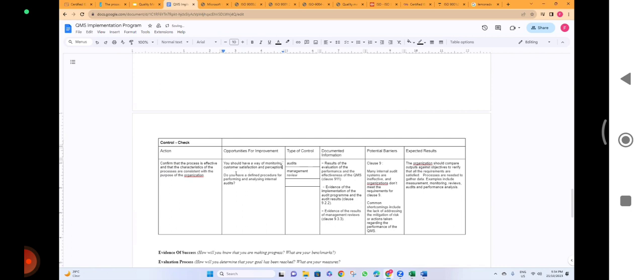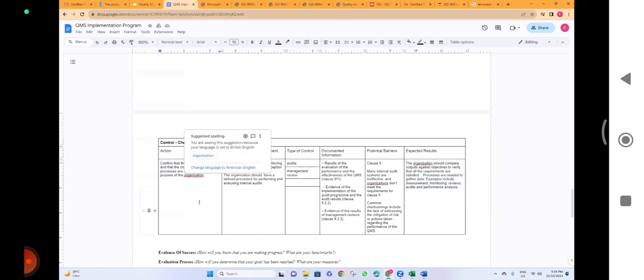Okay, and then here you can just come over here and say, the organization should have a defined procedure for performing that. So once this opportunity for improvement has been determined and acted upon, that is going to make it easier for the organization to have these expected results.